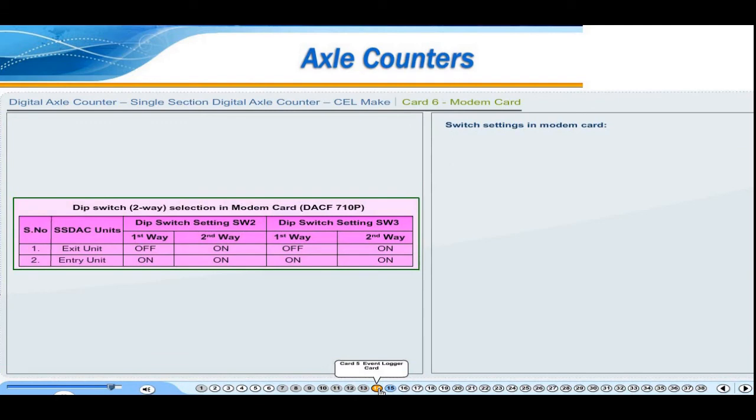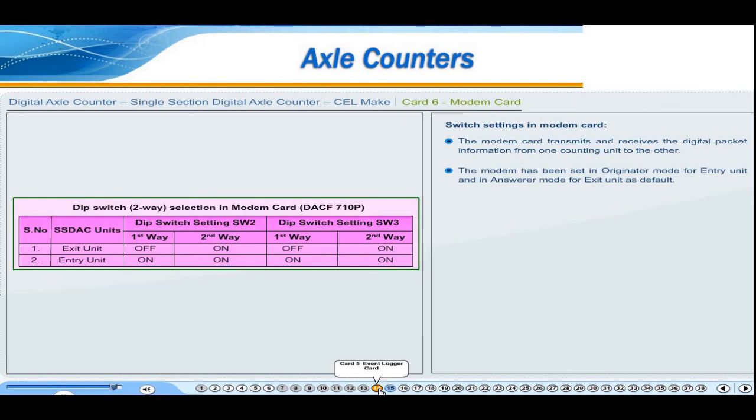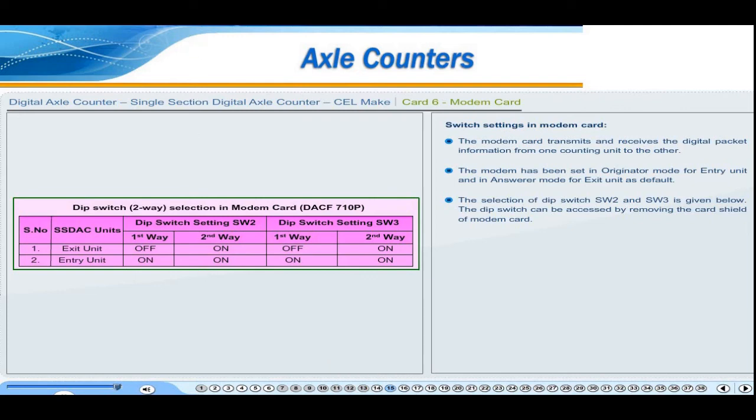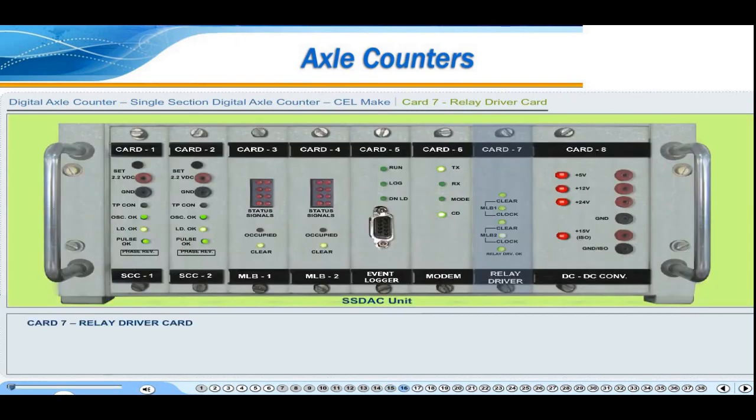Switch settings in modem card. The modem card transmits and receives the digital packet information from one counting unit to the other. The modem has been set in originator mode for the entry unit and in answer mode for the exit unit as default. The selection of dip switch SW2 and SW3 is given below. The dip switch can be accessed by removing the card shield of the modem card.